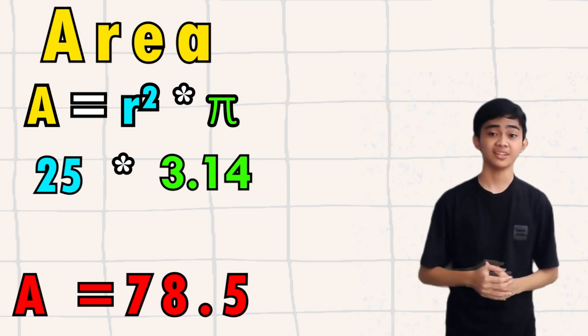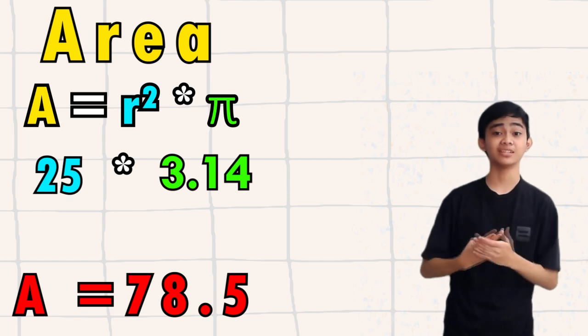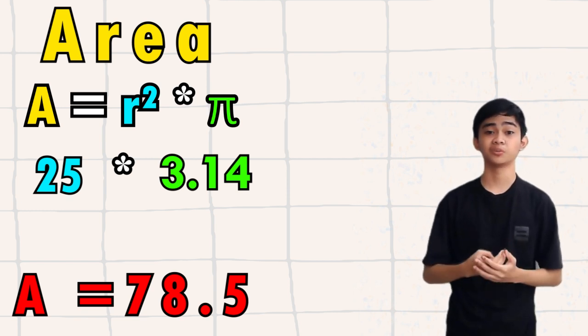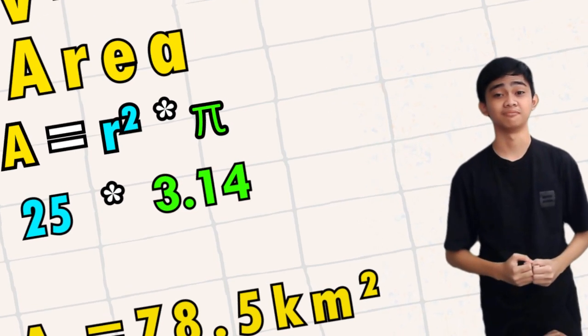One thing I forgot to say is that area has its units squared. So whatever the unit, may it be inch, centimeter, or kilometer, it's always going to be squared. So in our case, our area is 78.5 kilometers squared.